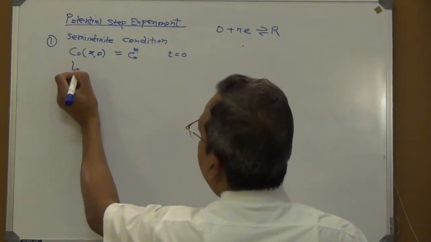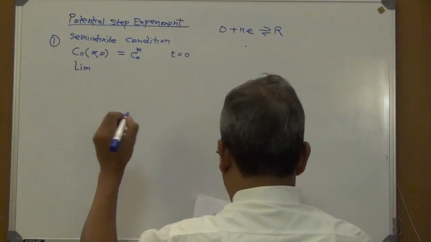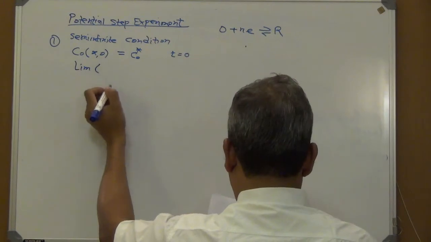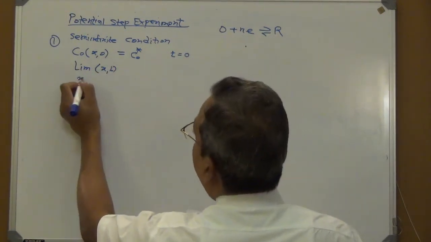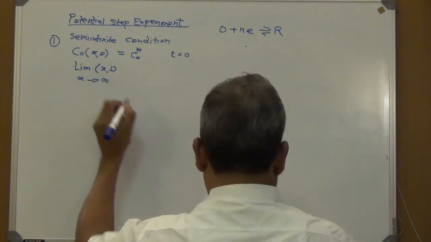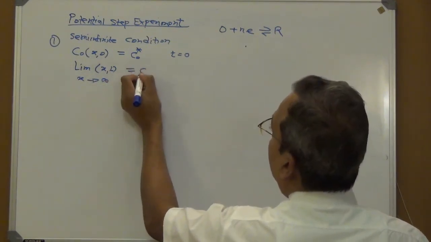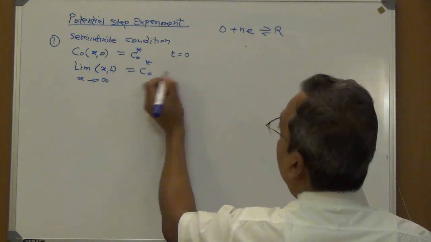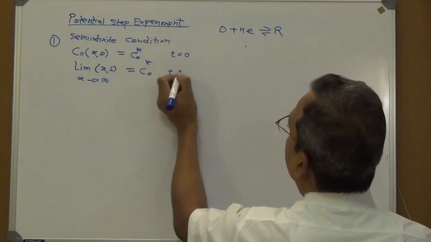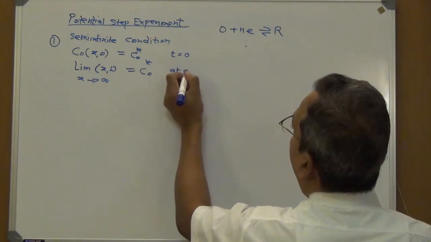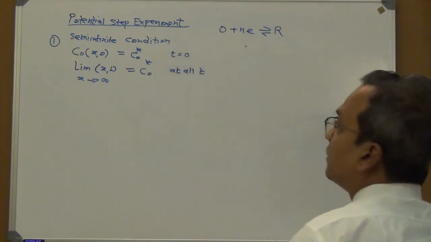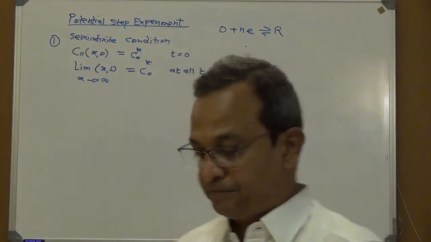And we have another condition, the so-called semi-infinite boundary condition, where at infinite distance, again the concentration of O is going to be CO star at all t. That was the condition we used last time.